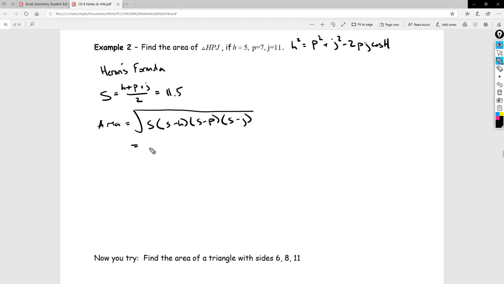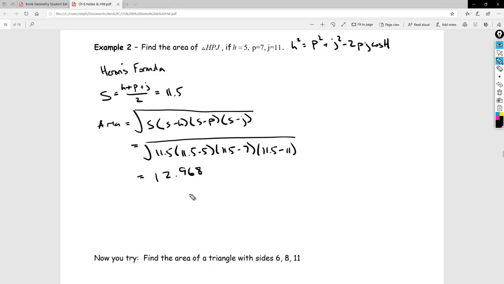Okay, so I plug in. My S value, my semi-perimeter is 11.5. I have 11.5 minus 5, 11.5 minus 7, and 11.5 minus 11. All in a square root. Plug that into your calculator, we get 12.968. So it's much quicker than using law of cosines, although you could use law of cosines and then use the area formula that we previously talked about.